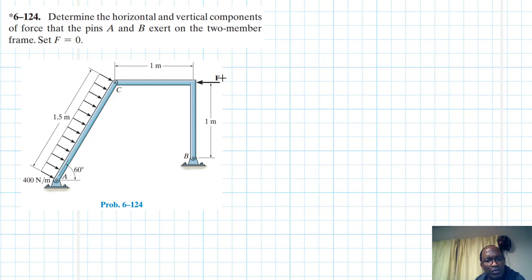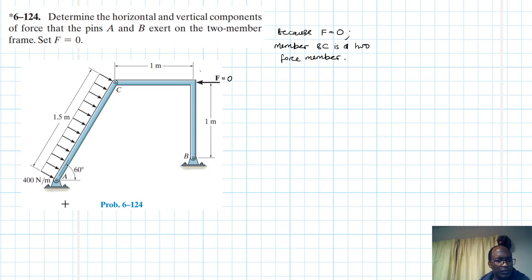Right, so let's draw the free body diagram. F is equal to 0, so this member here is a two-force member, right? Because F is equal to 0, member BC is a two-force member. Okay, so now let's draw the free body diagram quickly.